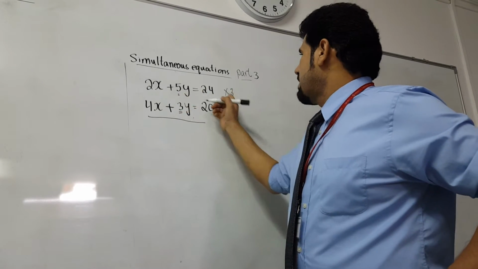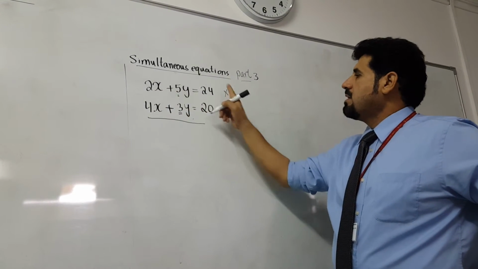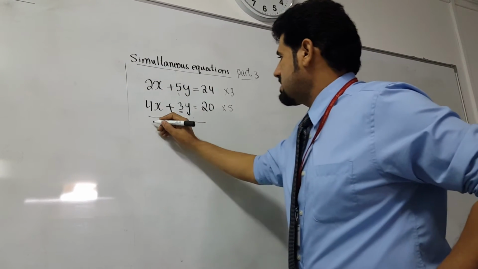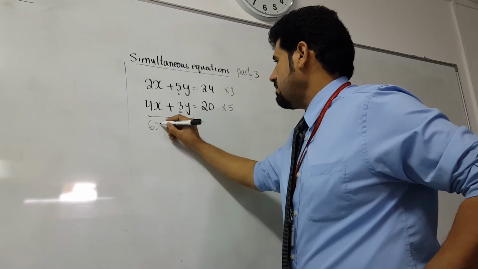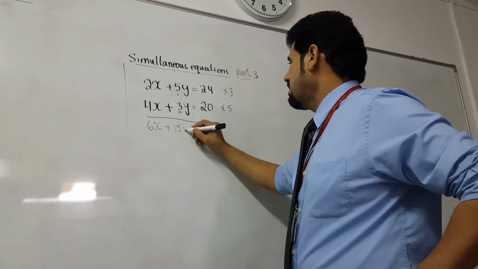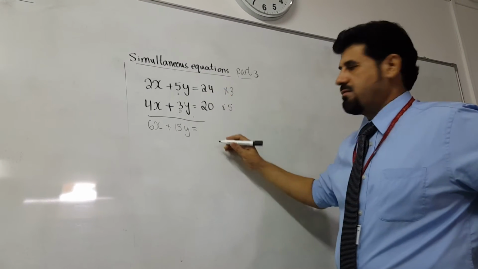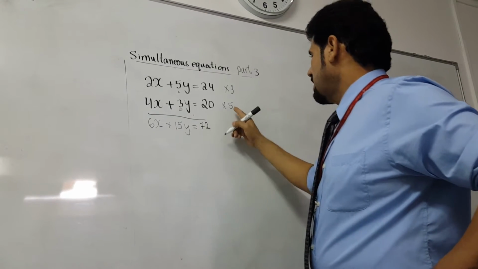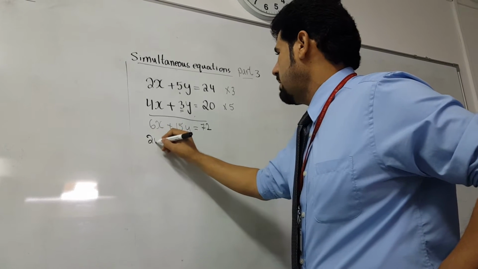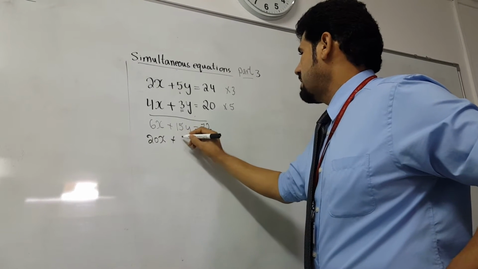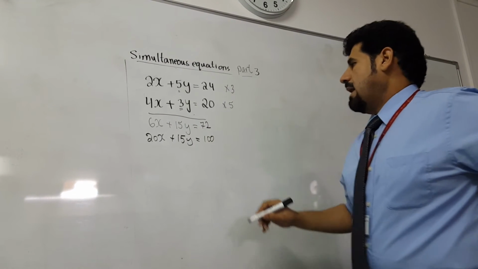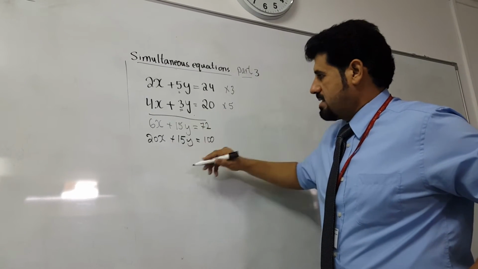So let's do that. 3 times every single term, not only the y. This is a common mistake from previous exams. So 3 times 2x will be 6x. 3 times 5 will be 15y. 3 times 24 is 72. Now, the second equation, 5 times 4x is 20x plus 15y equals 100. And then, now we can see that the common part is there.